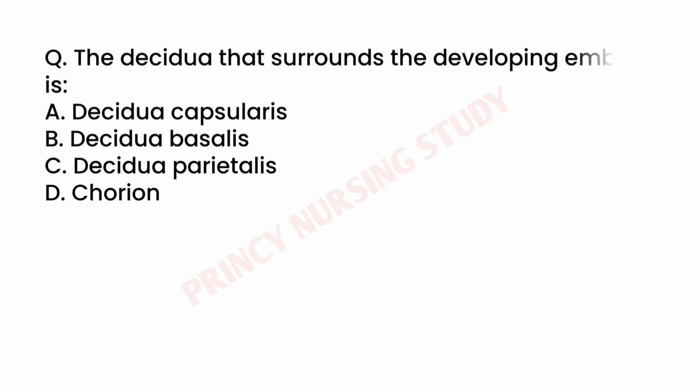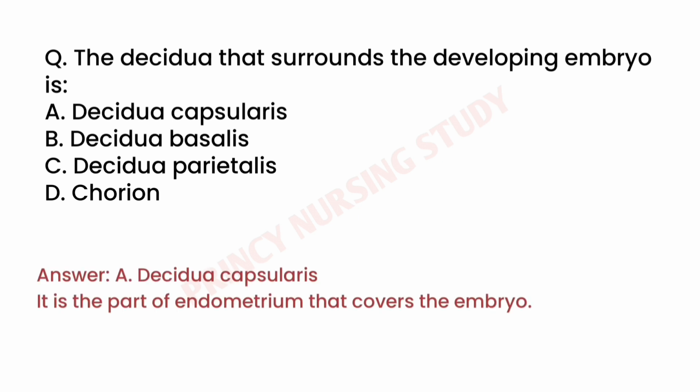Next question. The decidua that surrounds the developing embryo is... Correct answer is A. Decidua capsularis. It is the part of endometrium that covers the embryo.